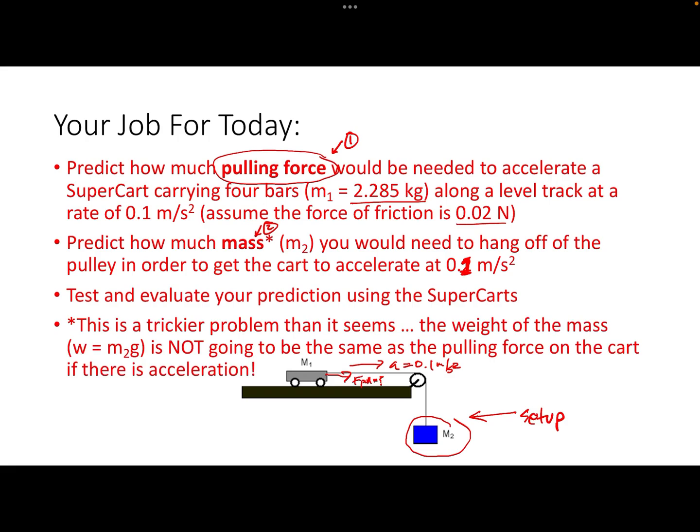If this system were in equilibrium, if there were no acceleration, then it would be true that the weight of that hanging mass and the pulling force on the cart would be the same. But that isn't true, which means we're not going to have a pulling force on the cart that's equal to the weight of the mass. And so that's going to be the trickiest part for you to work through in the predictions. And then once you get your prediction all worked out, then it's going to take a little bit of trial and error to get your tests and to really try to get some good solid data that matches up with your prediction.